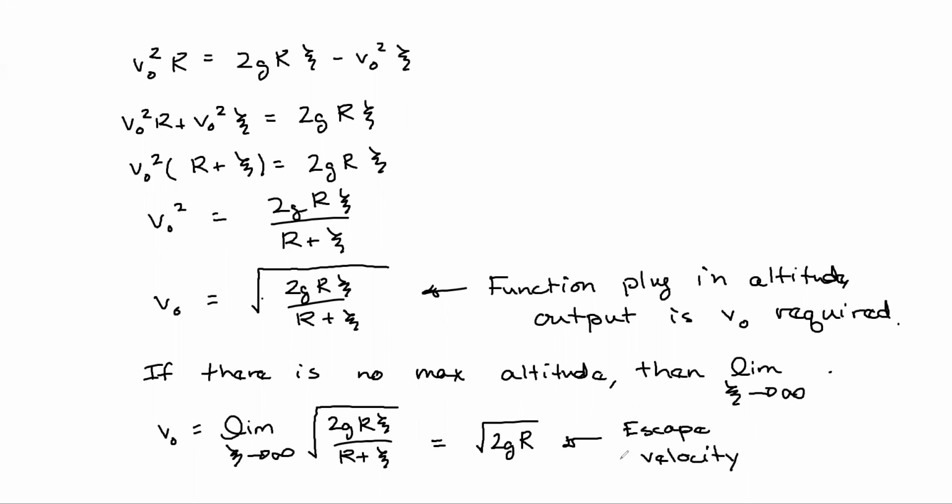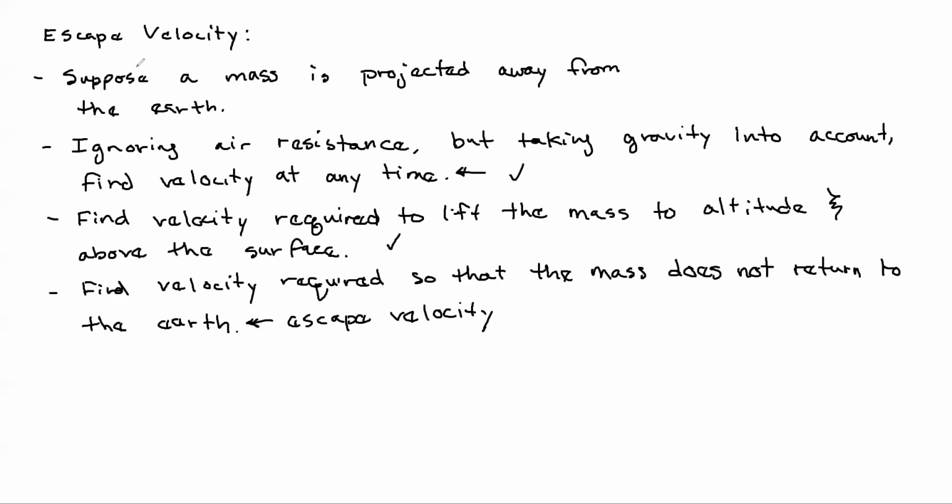Okay. And so there's your second video on modeling first order equations. We discussed compound interest and a variety of different scenarios. And then we answered the question of how you find escape velocity by first modeling velocity at any time for an object using gravity alone, then using that result to find the velocity required for a given altitude, and then taking that altitude to infinity.